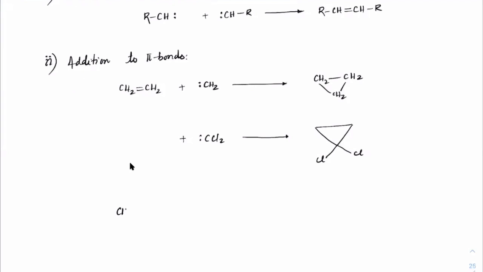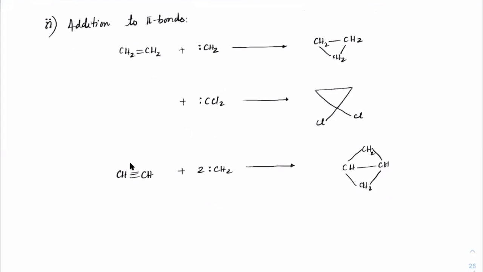In case you have a triple bond, C triple bond CH, plus 2 moles of CH2 for instance. I'm taking 2 moles of it. So, one gets connected with the above carbon like this, CH2, and one below. Both pi bonds get added up. So, in short, the structure would look like this.